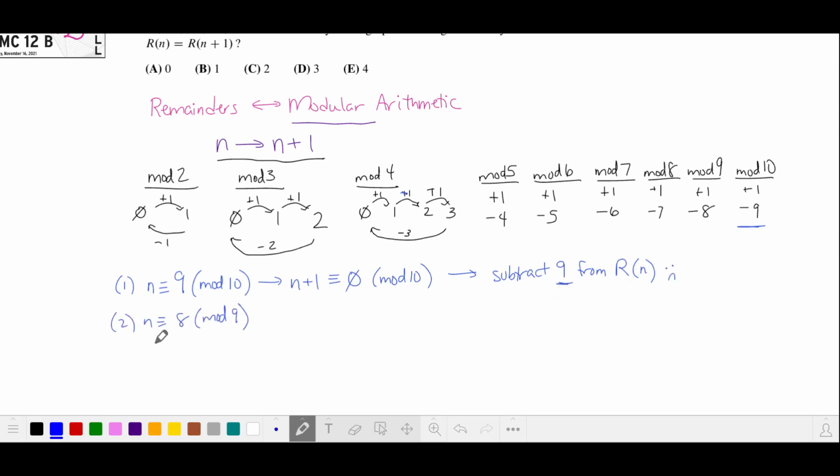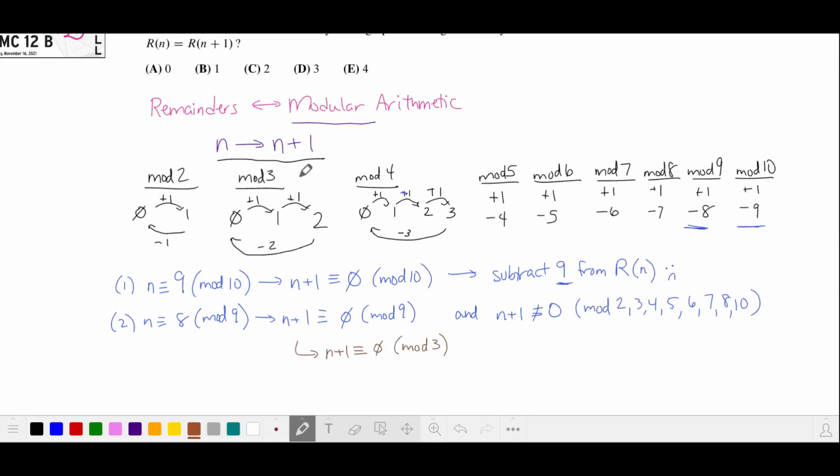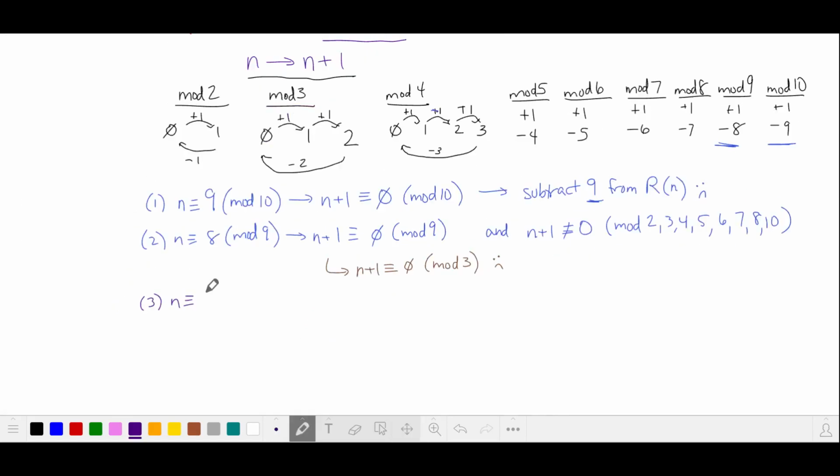Let's see what happens when n is equivalent to 8 mod 9. Adding 1, we get a multiple of 9. Here is our minus 8. We can make up for that if we can get a plus 1 from all of our other divisions. We get plus 1s from these other mods when n plus 1 is not equal to 0 for all of these other mods. But if n plus 1 is a multiple of 9, then it's also a multiple of 3. So instead of adding 1, we're going to be subtracting 2. So this fails.